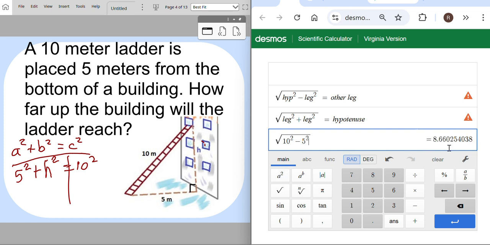And that tells us that our height is 8.7. So this height here, I'm going to round it to the nearest tenth, is 8.7.